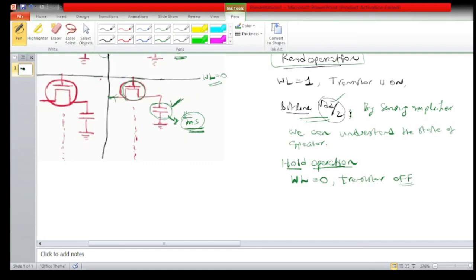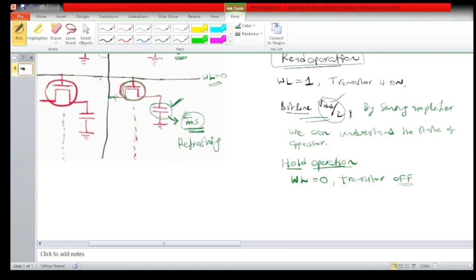So we have to read this capacitor, see what its charge is, and then refresh it again and again. That's why it is called a dynamic RAM. It will change its state every time, and we have to recharge or refresh it. This process is called refreshing.